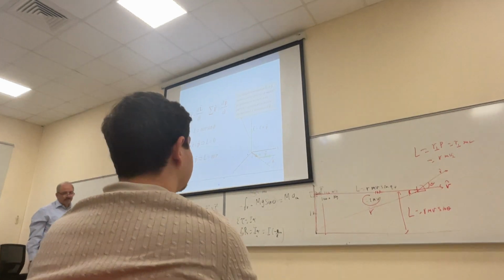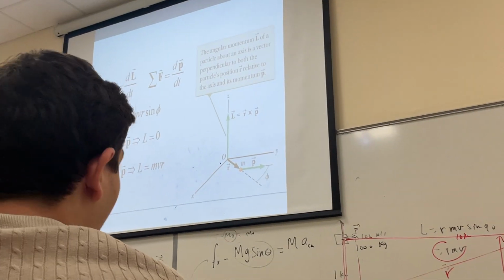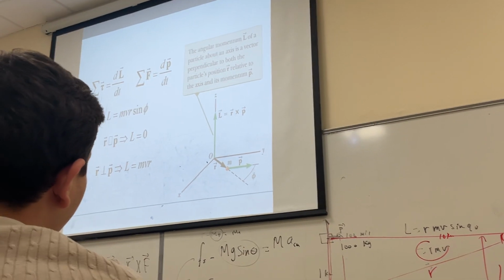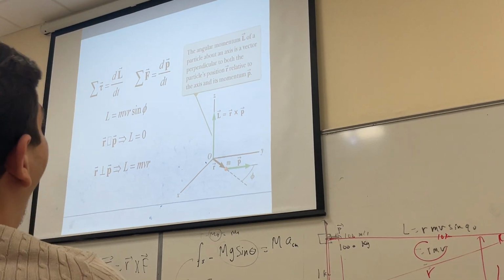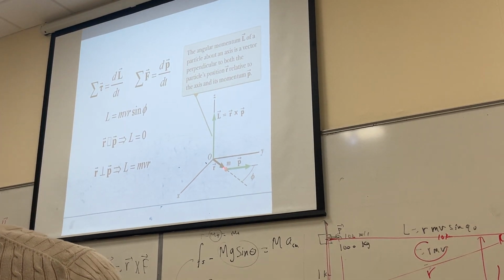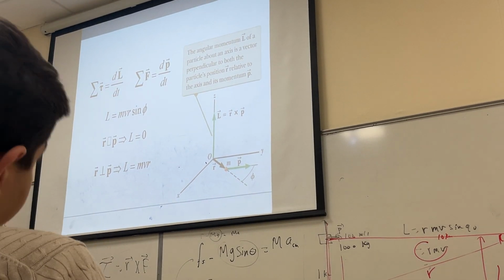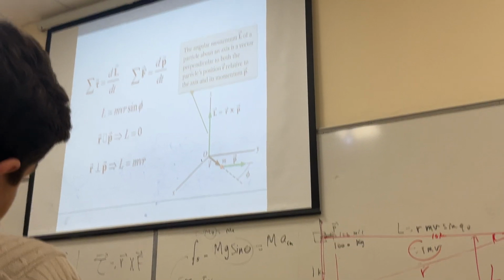So if they give us the other angle, what do we do? The angle between r and p. You find the other one? Yeah, you can find it. You can use the other angle. You can do 180 minus the other angle, or use cosine.